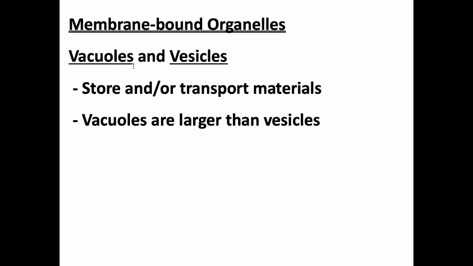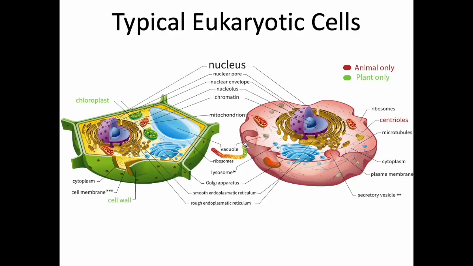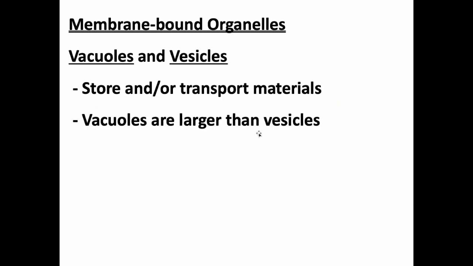The difference between a vacuole and a vesicle is not that vacuoles store and vesicles transport. Vacuoles can store, vacuoles can kind of transport, vesicles can store, vesicles can transport. The difference between these two structures is one of size. Vacuoles are big, vesicles are, as we kind of saw by the fact that they're not labeled here because they're so small, very, very, very small.